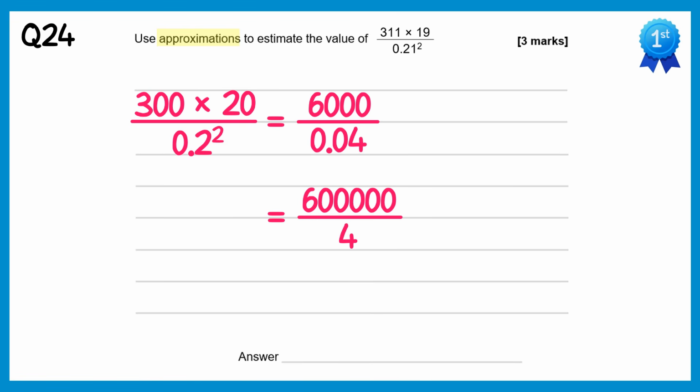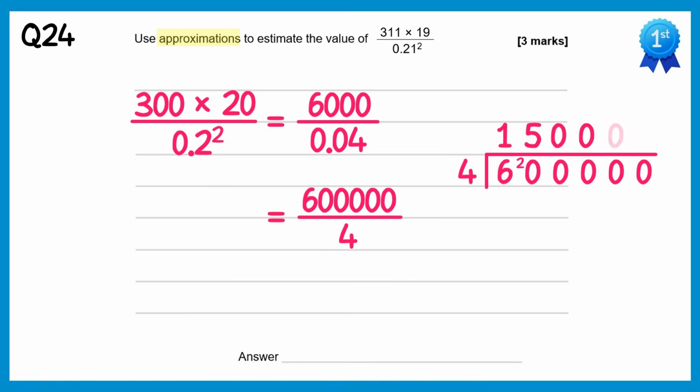So we just need to do 600,000 divided by 4. It's probably best to do a bus stop for that. So 600,000 divided by 4. 4s into 6 goes 1 time with 2 left over. 4s into 20 goes 5 times, and then it's just 0, 0, 0, 0. So the answer to this question, 150,000.